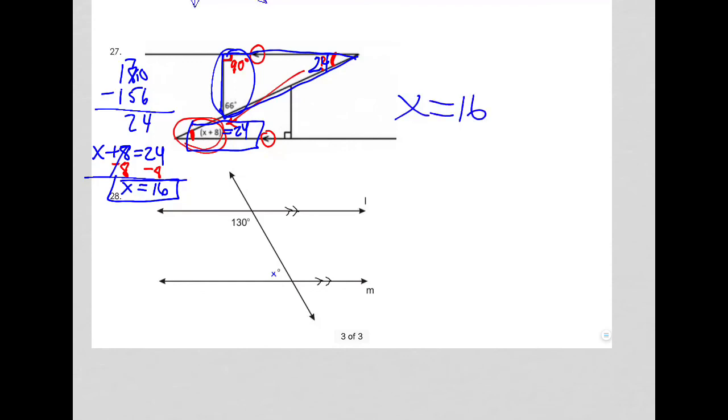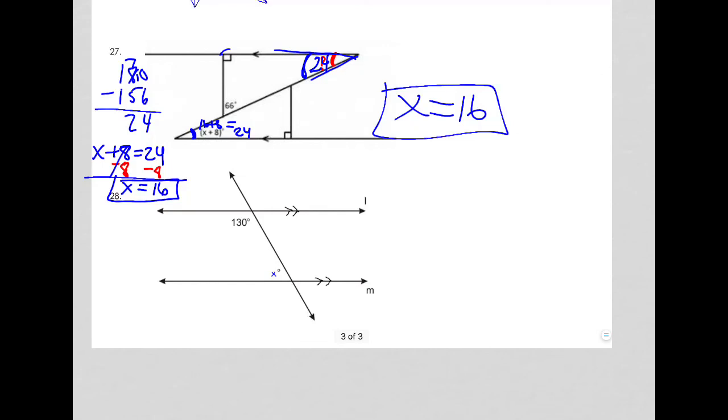You can verify that it actually makes sense. We know that that angle is 24, so I'll leave it. If we put 16 in for x, we'll have 16 plus 8. 16 plus 8 is 24. So that angle does, in fact, equal that angle when x is 16.